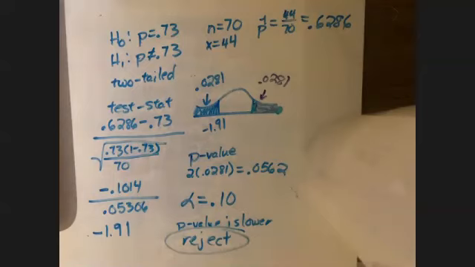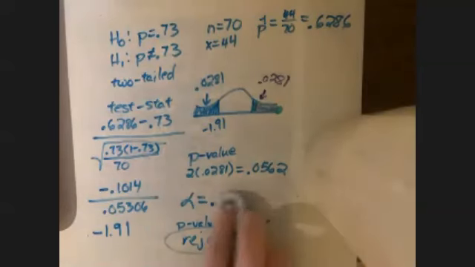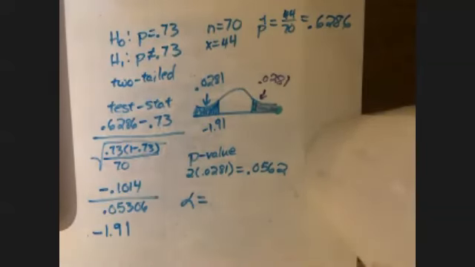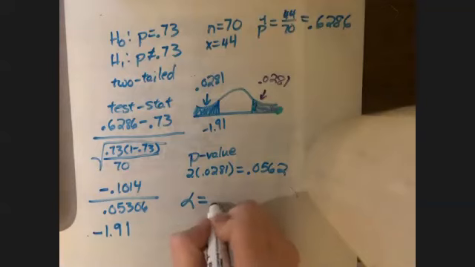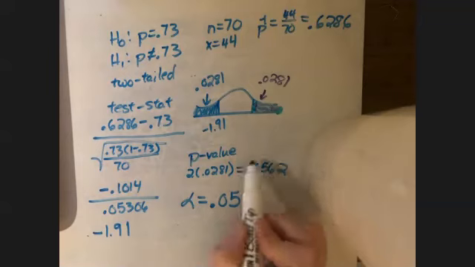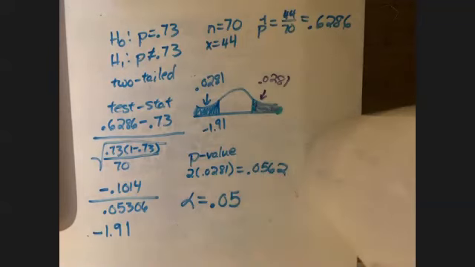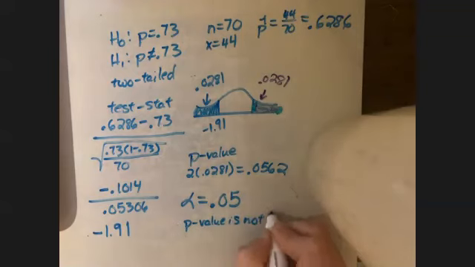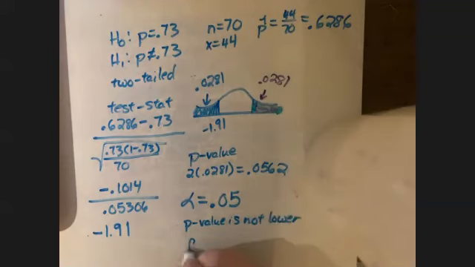Okay. Now, let me ask this question. If the p-value had been 0.05, would we reject or fail to reject? So again, we look back. Is the p-value lower than alpha? The answer is no. The p-value is not lower, so we would fail to reject.